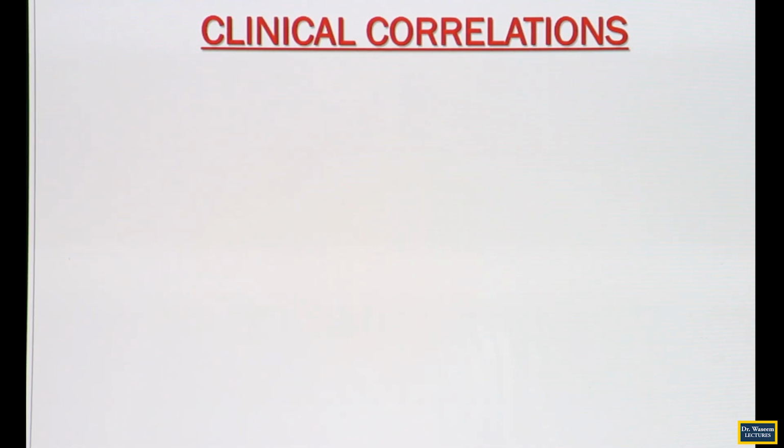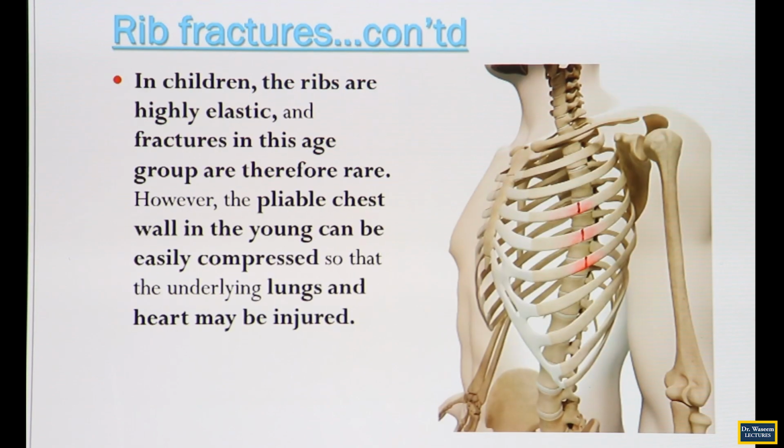Now, if you look at the clinical correlations, they are important again. Rib fractures are very common. If you look at this here, in children usually the ribs are less commonly fractured because of their elasticity. They have got a lot of elastic tissue in their ribs. So usually they are pliable and they will sustain the stress or trauma from outside, and they do not fracture most commonly.